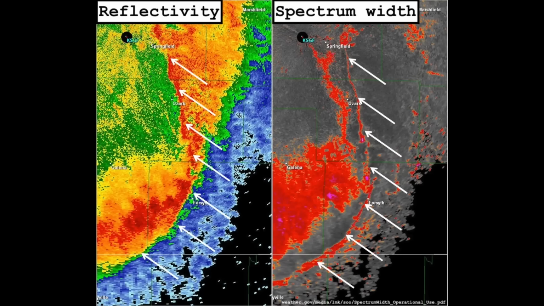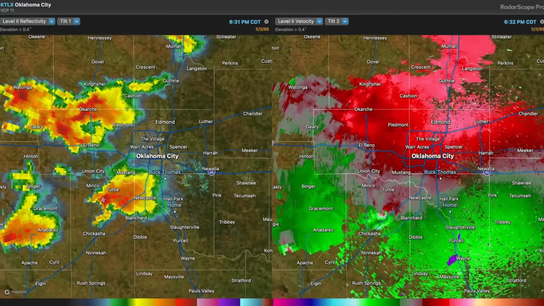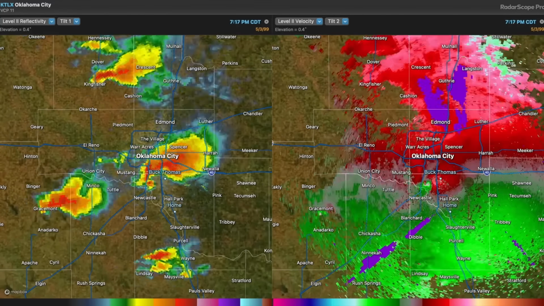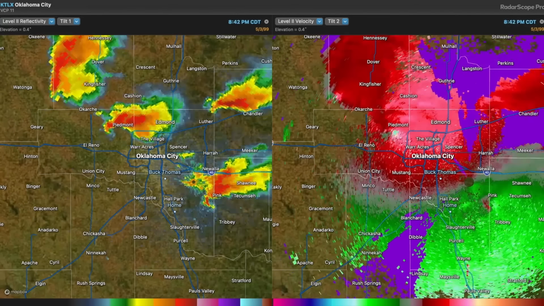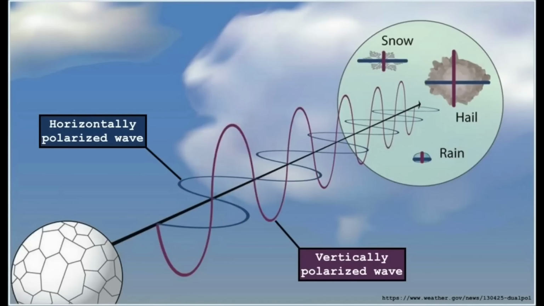Spectrum width also does well identifying boundaries, especially when they may be shrouded by precipitation in reflectivity data. Prior to the advent of dual polarization radar, meteorologists were unable to confirm whether or not a tornado was in progress solely from radar data. However, because dual polarization radar can analyze the horizontal and vertical characteristics of targets, we can now tell whether or not debris is being lofted by an ongoing tornado. This is manifested in a feature called a tornado debris signature, or TDS.